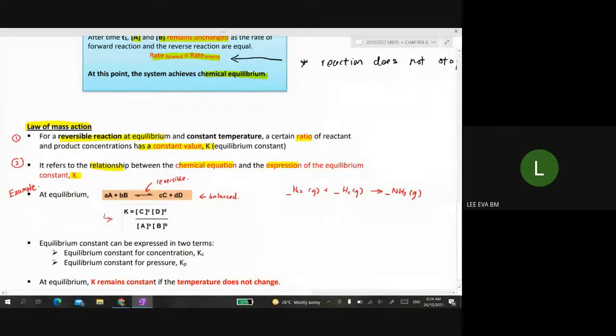Okay, so the K expression is written like this. K equals the concentrations of the products sitting on the top, and the concentrations of the reactants at the bottom. Following the equation, we know that C and D are our products. So we put [C] to the power of c, [D] to the power of d. The stoichiometric coefficients we put as the powers. So [C]^c, [D]^d over [A]^a, [B]^b.